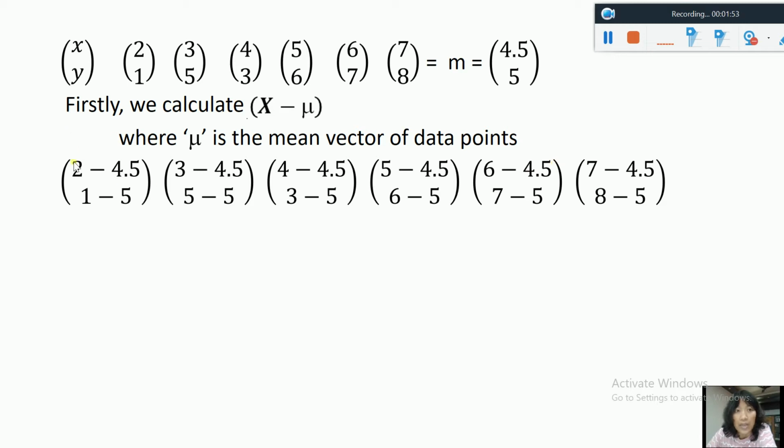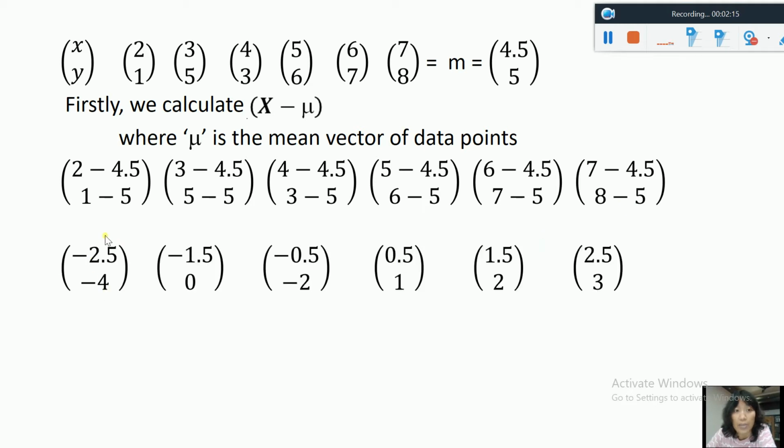Now, in the second step, I will calculate x minus mu. So I calculate 2 minus 4.5, 1 minus 5, 3 minus 4.5, 5 minus 5, 4 minus 4.5, 3 minus 5, 5 minus 4.5, 6 minus 5, and so on. And after solving this, I get these values.